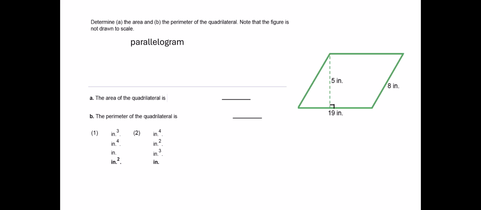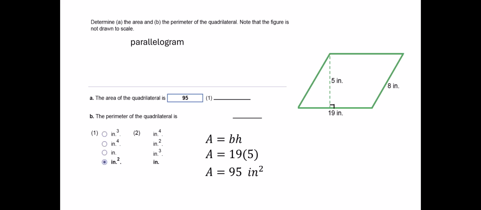They ask us to find the area first, so let's do that. Area equals base times height. Our base is 19 and our height, the 90 degrees, is 5. That means our area is 95. And of course, since we're talking about area, it's inches squared.